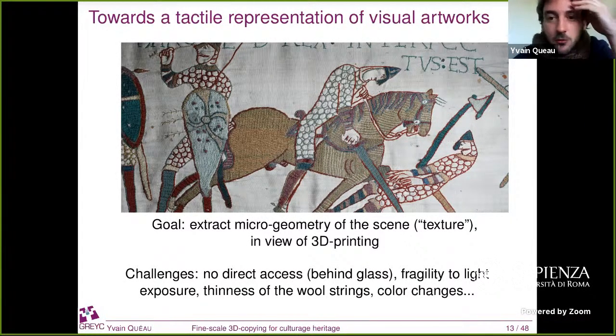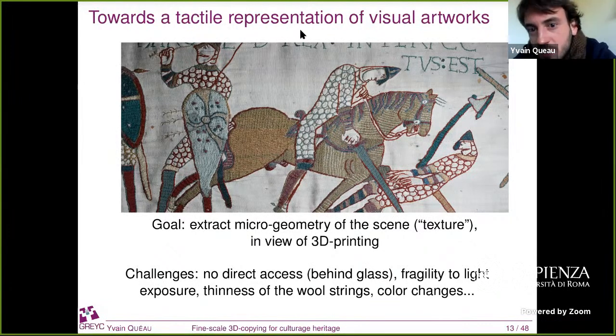It's also very fragile to light, so we need to limit as much as possible the amount of light that we are projecting onto it. The wool strings are made of very, very thin strings that are actually quite difficult to get in 3D. You cannot just do standard stereo vision matching techniques, for instance. It will just get a planar surface.